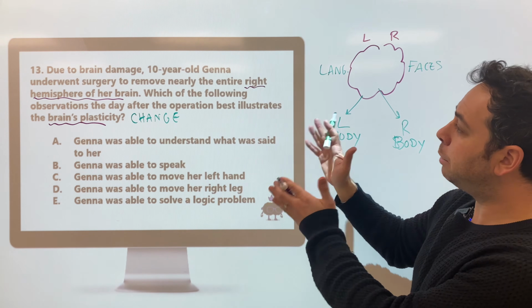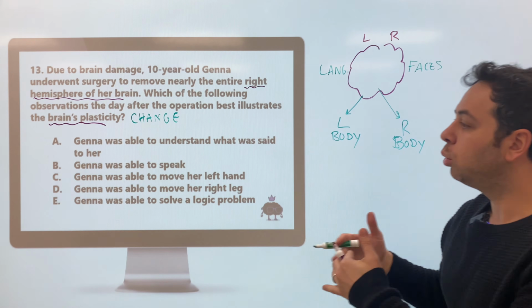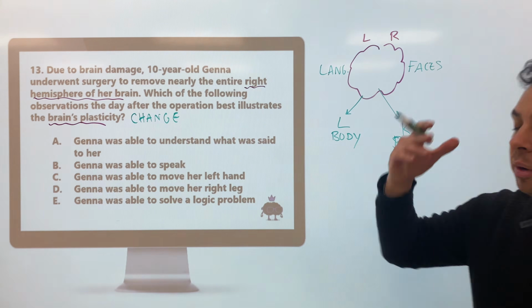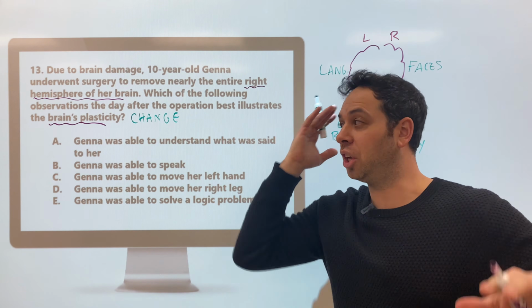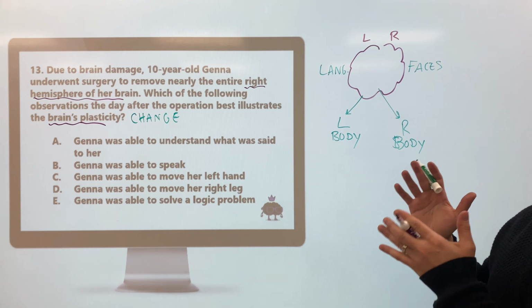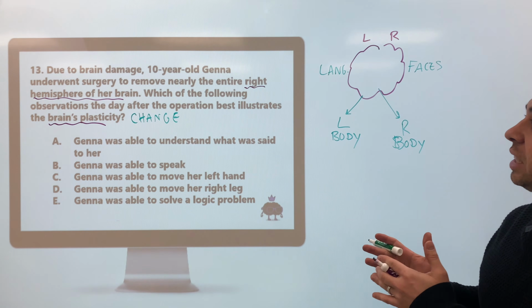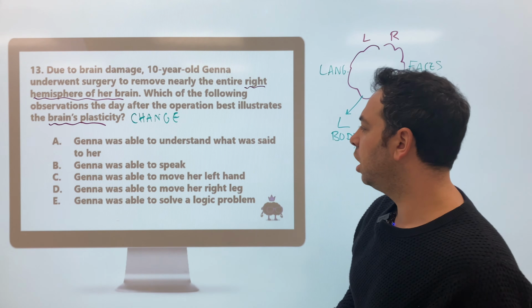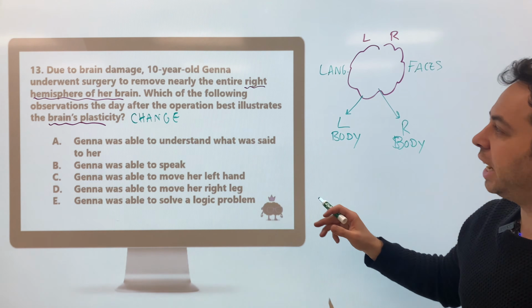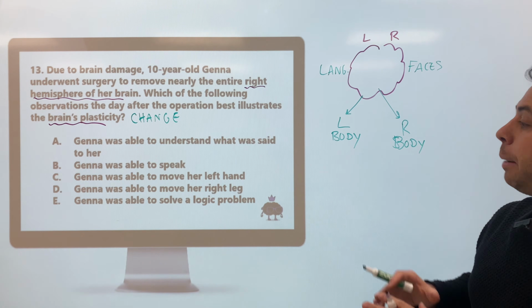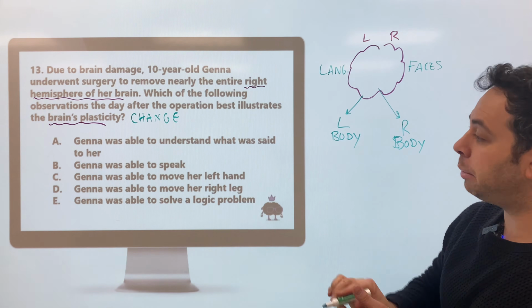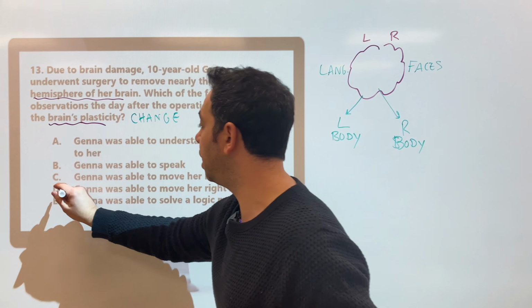Now, if there was damage to the right hemisphere, right, what we're really talking about is the opposite side of the body, right? If I damage my right hemisphere, my left arm is going to go numb or something like that. So what we can already eliminate is if something is on the same side, that can't be the answer. All right, so let's take a look. Jenna was able to move her left hand. We're going to keep that because it is opposite. Jenna was able to move her right leg. Well, we're going to cross that out because it's the same hemisphere. We're looking at the opposite side of our hemisphere.